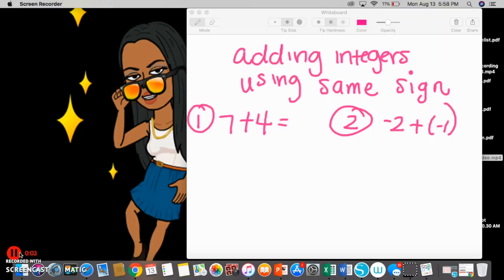Today I'm coming with you with our very first video of the school year, and more will be added as we progress along. Today we're going to talk about adding integers with the same sign as well as different signs. But first I'm going to start off with adding integers with the same sign.